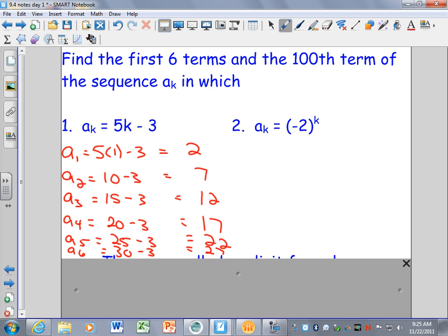So I usually write this underneath here, but I'm out of room, so I'm just going to write it up here. The 100th term we would write as a sub 100, and that would just be 500 minus 3, or 497. So that's not really hard. Maybe it just takes a little bit of time to plug them in. And you're going to do the same thing for number 2.